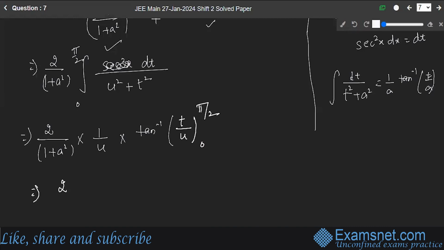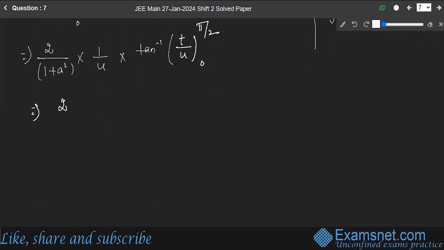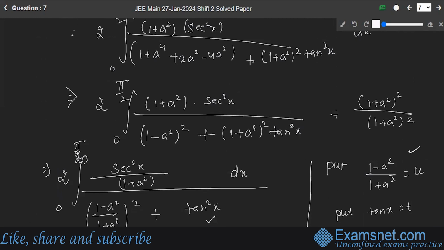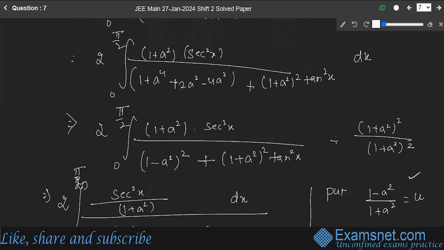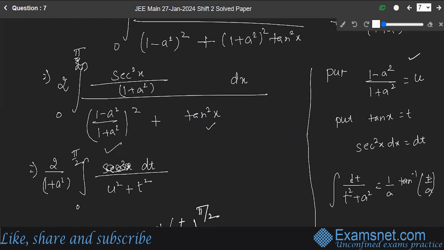Okay, so now, what was your u? U was equal to 1 minus a square upon 1 plus a square. So this is 1 plus a square upon 1 minus a square, because this is inverse of u, into tangent inverse t. Okay. So tangent inverse pi by 2, this will be, wait, I have done something wrong. I didn't change the limits when I put this t. I have to change the limits also over here. See, when x is approaching 0, t will approach to 0. And when x is approaching pi by 2, t will approach to infinity.